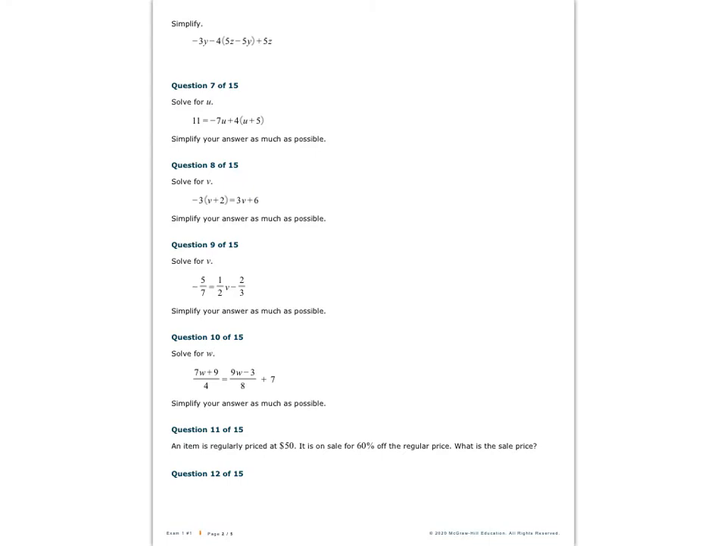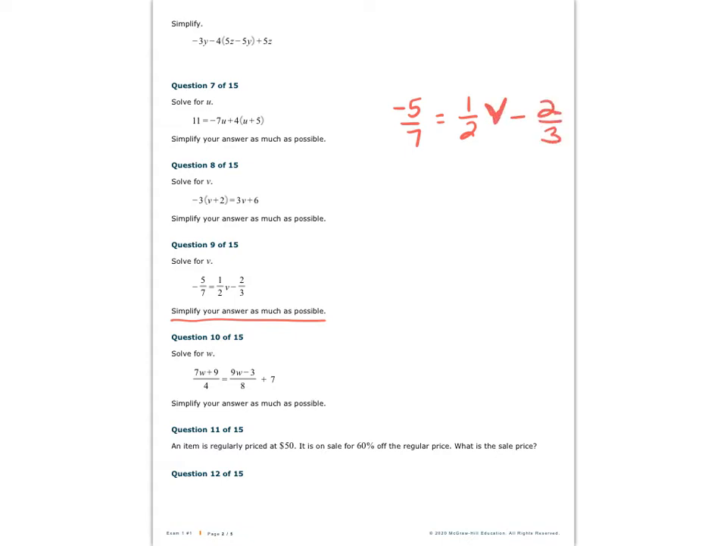All right, so now let's do number 9. Number 9 is an equation with fractions. Notice the question says to simplify your answer as much as possible, meaning that you want to make sure there are no more common factors, kind of like question 1. So we have negative 5 over 7 equals 1 over 2v minus 2 over 3.